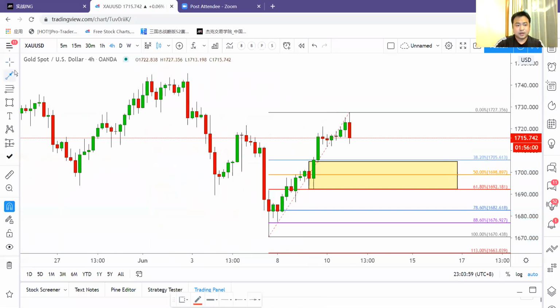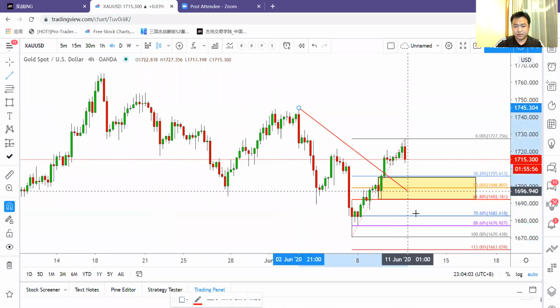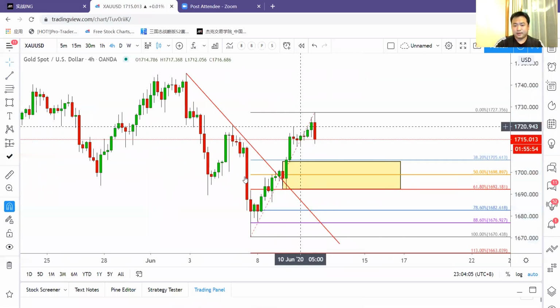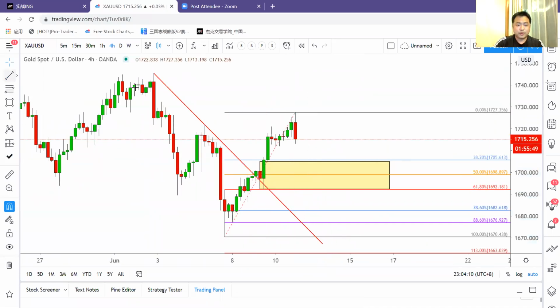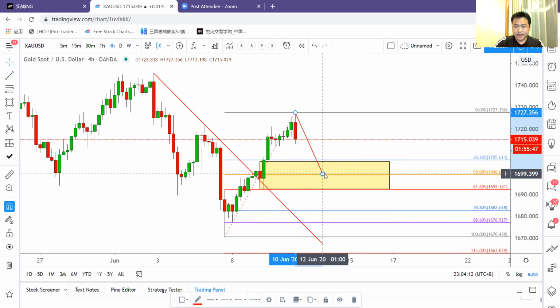Because the downtrend line was broken. This is for sure. The downtrend line was broken, and a very strong wave was created, and we want to buy the pullback. Okay, we want to buy the pullback.